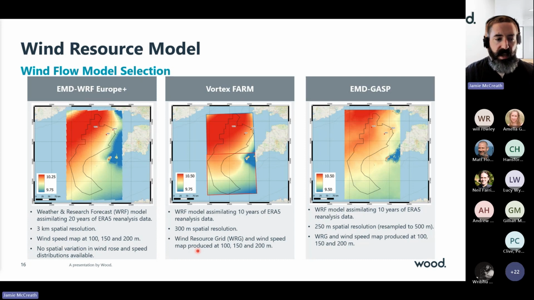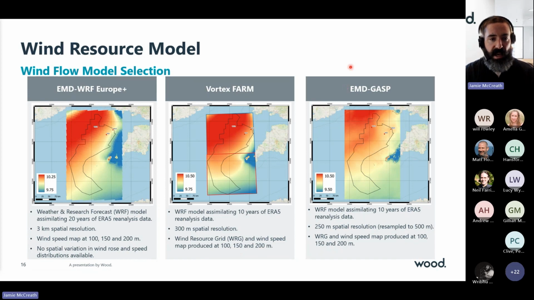And this produces a wind resource grid. So rather than just giving a mean wind speed over the area, we're actually getting, for each of those 300 by 300 pixels, embedded wind resource information. So you get a mean wind speed, you get, on a directional basis, the Weibull characteristics. So that's the A and K. So A is the scale, and K is the shape of the Weibull distribution. And you get that again at heights of 100, 150 and 200 meters.